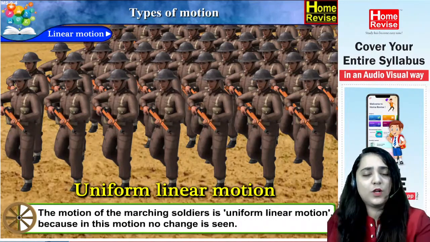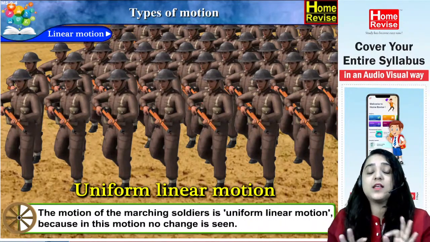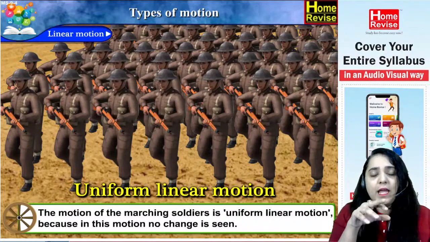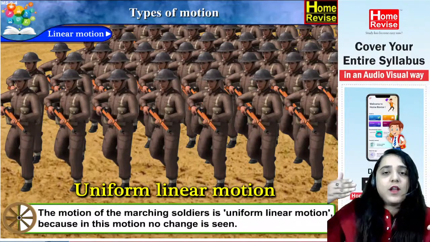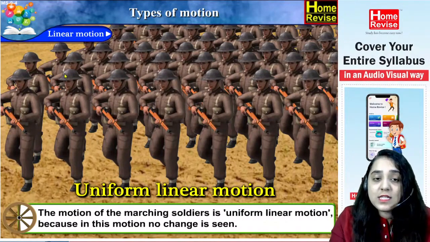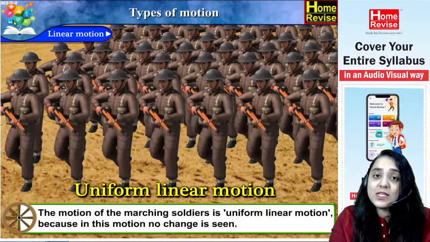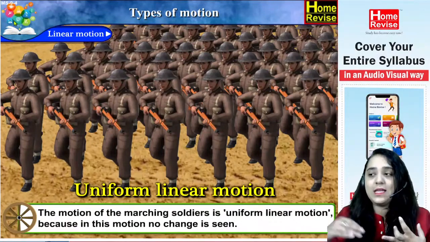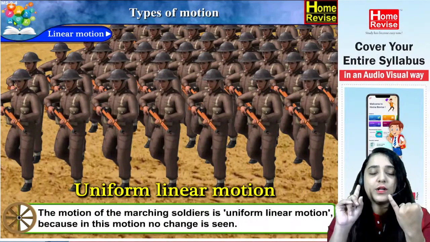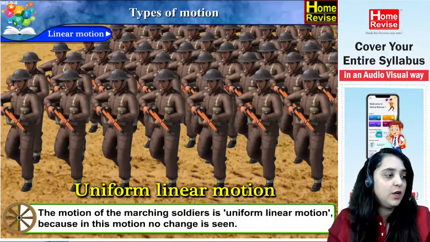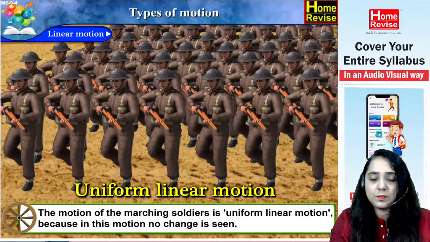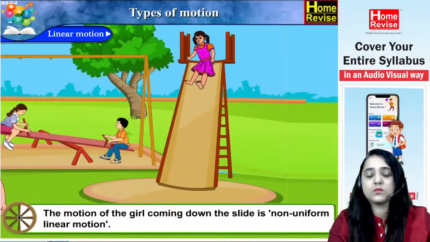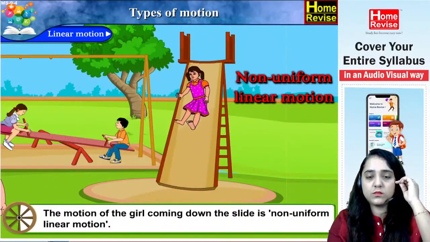Now what does the word uniform mean? Uniform means that there is no change. In the motion that is going on, there is no change. Everybody, without any change, is moving in a straight line. So what type of motion is this? This is uniform because there is no change, and because it is in a straight line, we call it linear motion. So it is a uniform linear motion. Okay, now let's move on to the next one. On the other hand, the motion of the girl coming down the slide is non-uniform linear motion.